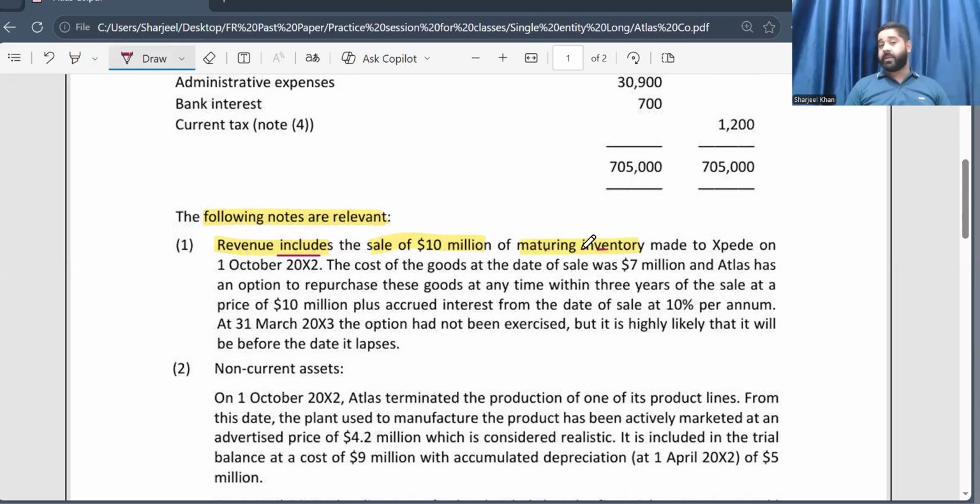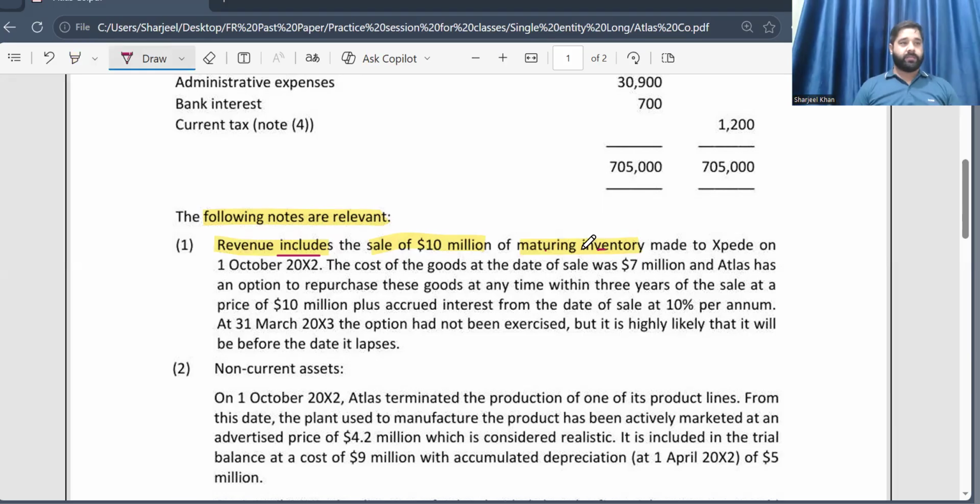Do you remember what maturing inventory is? In IFRS 15, revenue from contract with customer, I already explained what a maturing inventory is. So can you tell me what a maturing inventory is? Maturing inventory is that inventory which has a long shelf life. And normally companies use maturing inventory in a repurchase agreement. What is a repurchase agreement? I sell something and I have the option to repurchase it from you. So this agreement is known as a repurchase agreement.